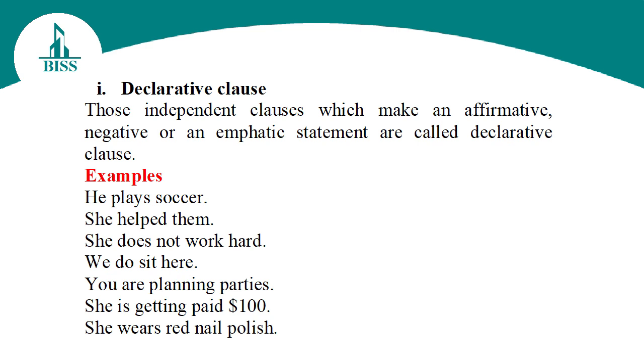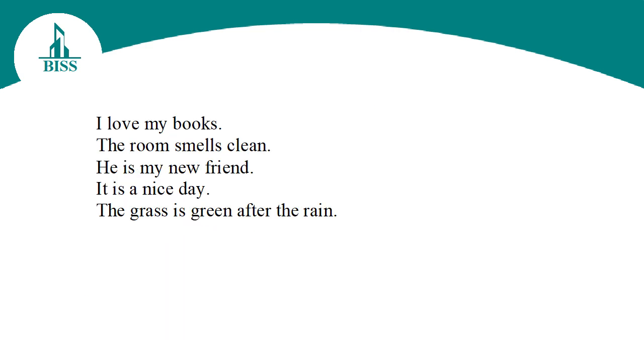Declarative is the first kind of independent clause. Those independent clauses which make an affirmative, negative, or an emphatic statement are called declarative clauses. He plays soccer. She helped them. She does not work hard. We do sit here. You are planning parties. She is getting paid $100. She wears red nail polish. I love my books. The room smells clean. He is my new friend. It is a nice day. The grass is green after the rain.